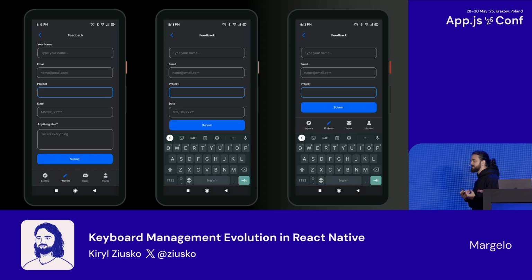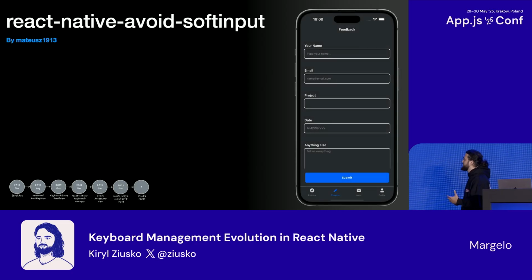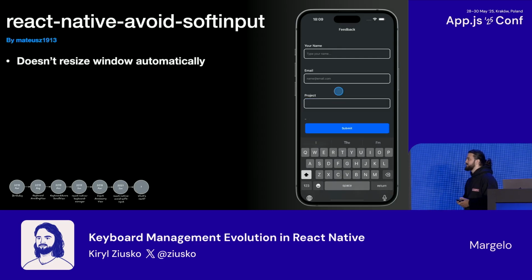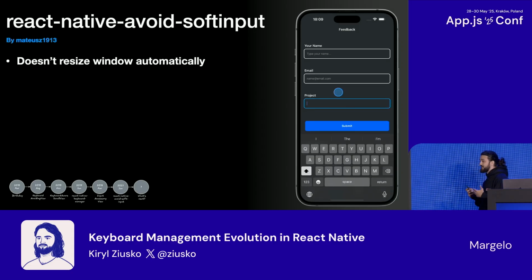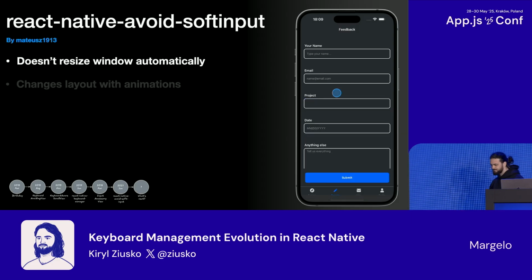And here is the big question. Can we fix it somehow? The answer is yes. The React Native ecosystem kept evolving, and the next big milestone was the creation of React Native Avoid Soft Input. This library aims to deliver a true cross-platform experience by enabling animated keyboard transitions and disabling automatic window resizes on iOS, on Android, sorry.